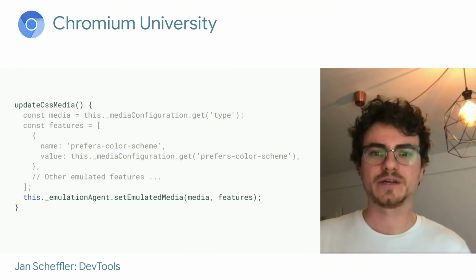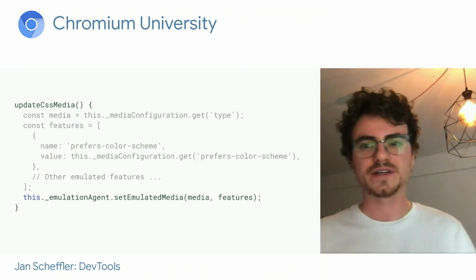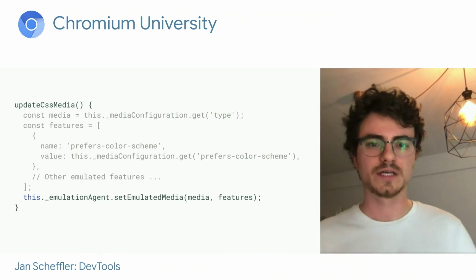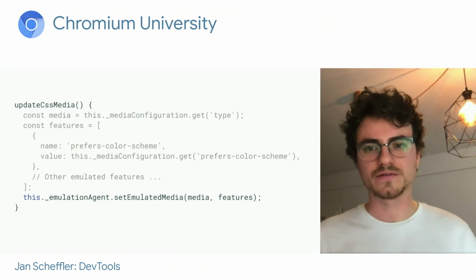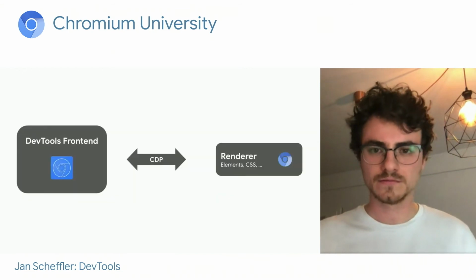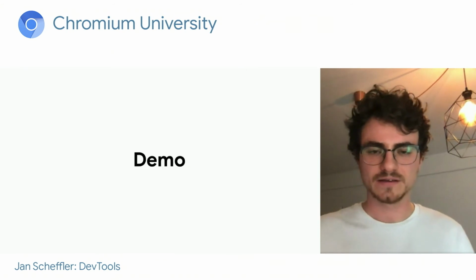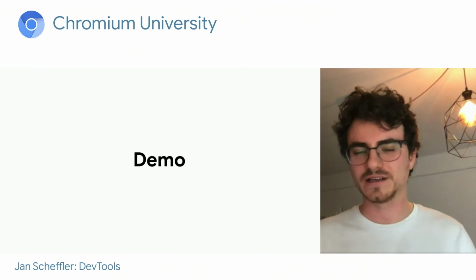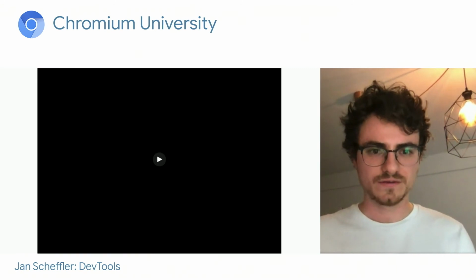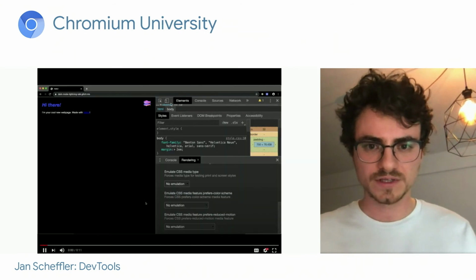DevTools automatically generates a lot of the code base based on the protocol PDL file we modified earlier. So the emulation agent set emulated media call, for example, is coming from there. And yay, nice, we are all done. Of course, you probably want to see what the feature looks like in real life. So I brought you a demo here. Hope this works.